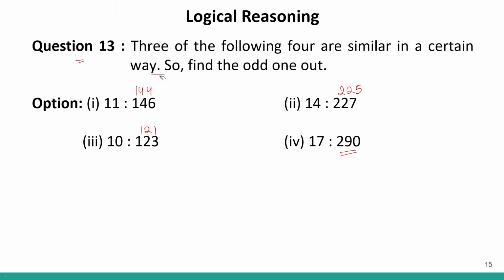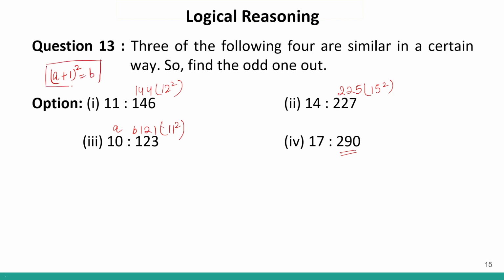So if I look at these numbers, in option number 1, this is 12 square. Correct? This is 11 square. And this is 15 square. So what is the logic? If this is A and this is B, let's say, basically (A plus 1) square is giving me B.